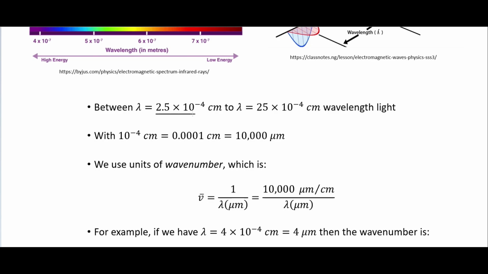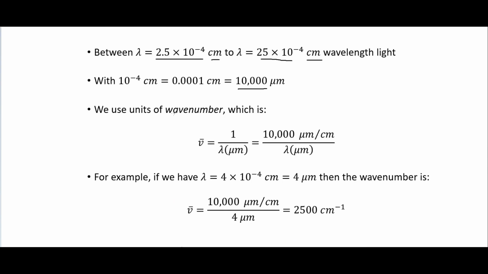We're going to be interested in the infrared radiation that lies in the wavelength range between 2.5 times 10 to the negative 4 centimeters and 25 times 10 to the negative 4 centimeters. That corresponds to around the 10,000 micrometer range. The units we use for this are called wave numbers, which are just the inverse wavelength. They are actually proportional to the frequency rather than the wavelength.